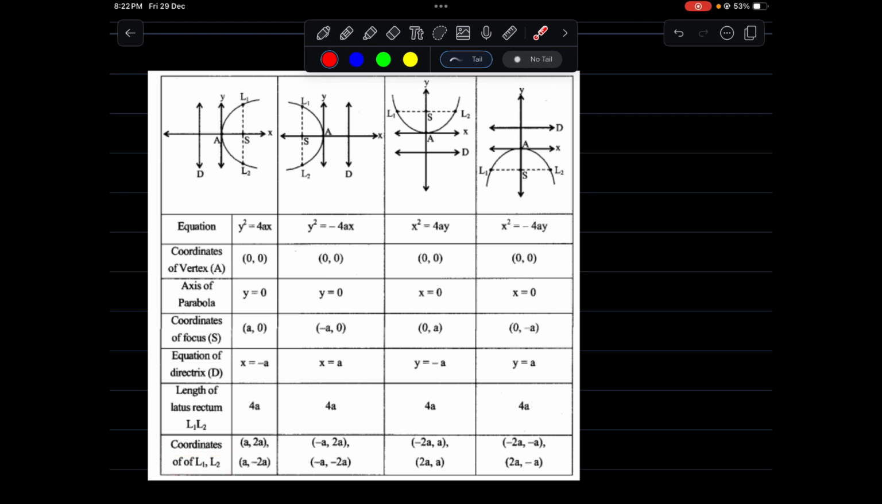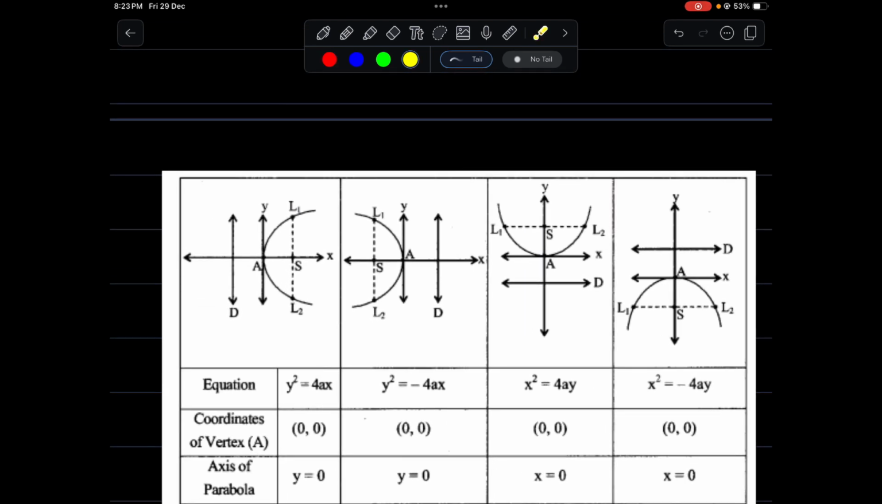So as you can see, for this particular case, these are the coordinates, and when you make it pass through the focus, you get this length, and the coordinates are going to be over here a comma 2a, and over here a comma minus 2a. And you can very well get the coordinates of this by just substituting in the equation. I will just briefly go through this once. So if you want, you can just have a look at this one.